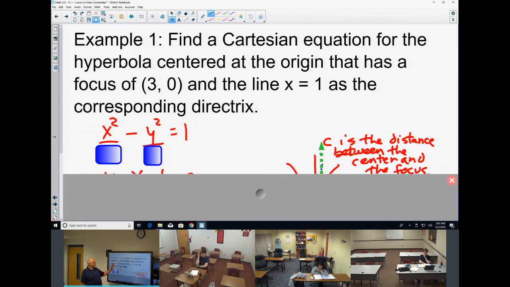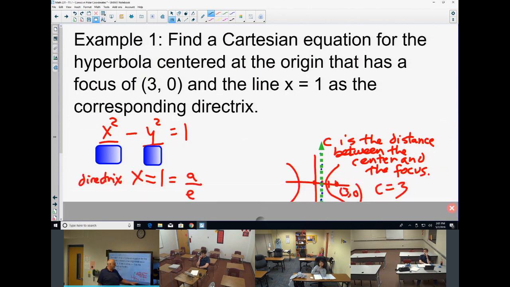So if it's centered at the origin and it has a focus of (3, 0), then you actually know it opens left and right and the x squared comes first. Then C is defined as the distance between the center and the focus. So here's the center, here's the focus. If the focus is (3, 0), that distance is 3, and so we get C is 3.